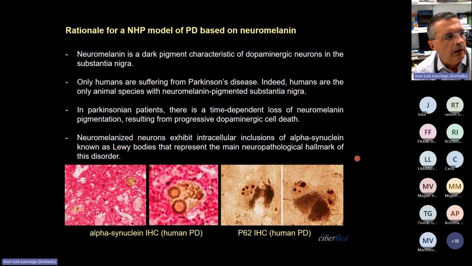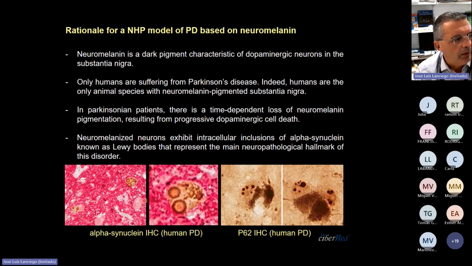Only primates, whether human or non-human, have a natural accumulation of neuromelanin over time. In Parkinsonian patients, the diagnostic criterion in terms of neuropathology is that the neuropathologists need to find Lewy bodies in the substantia nigra, and these Lewy bodies are observed in pigmented neurons.